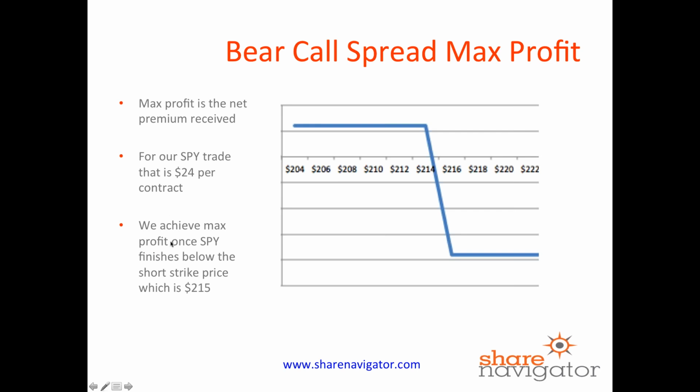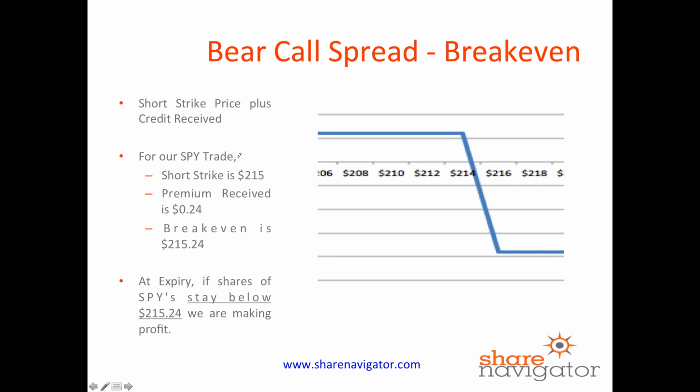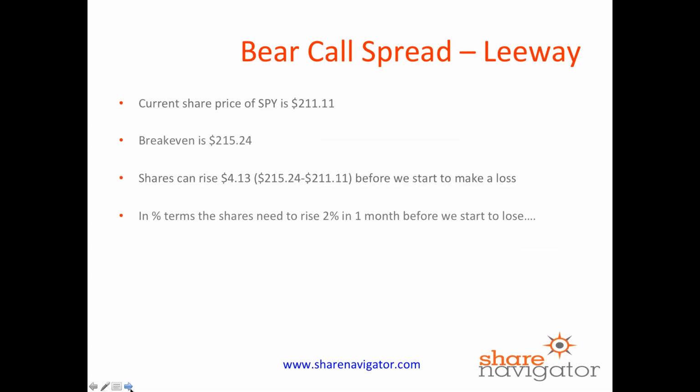Now, we achieve the max profit once SPY finishes below the short strike price, which in this case was $215. In terms of break even, the break even is equal to the short strike price plus the credit received. So for the SPY trade, our short strike was 215, our premium received was 24 cents, so our break even is $215.24. So as long as the shares of SPY finish below $215.24, we're going to be making some sort of a profit.